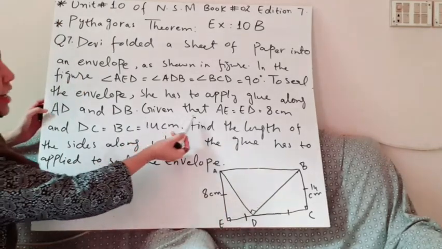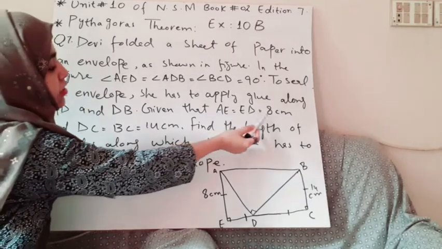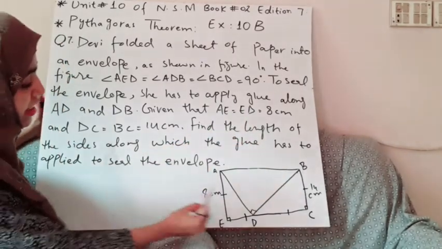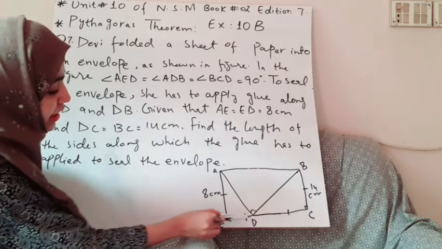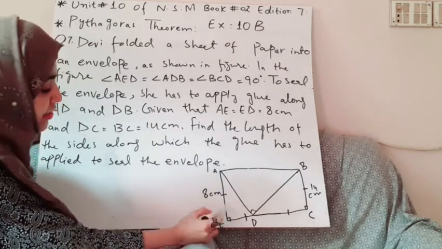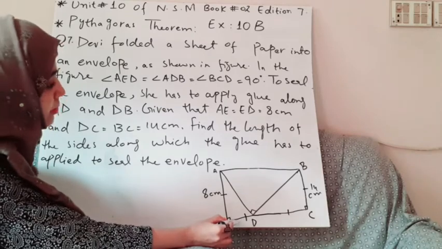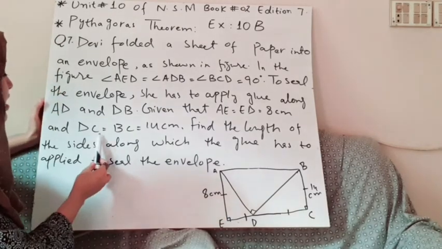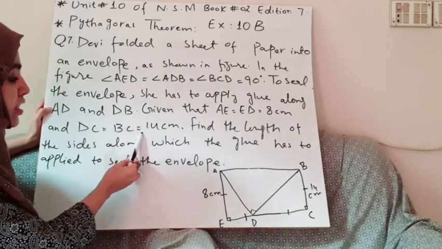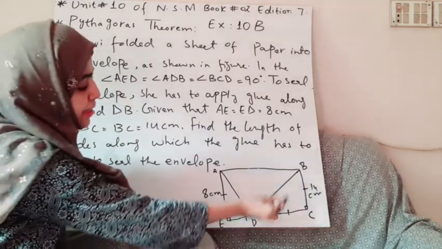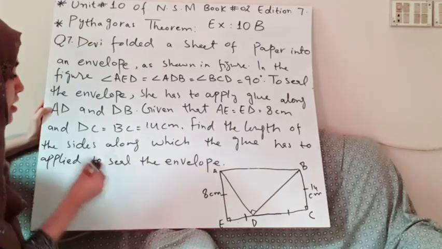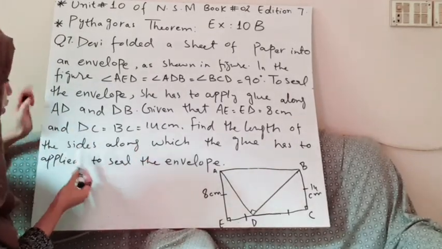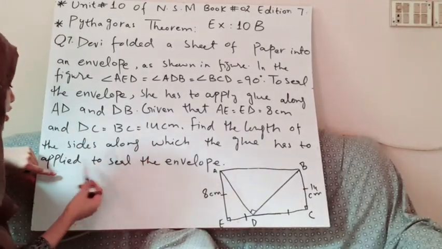So given that AE equals ED equals 8 centimeter, you can see this symbol which says AE equals ED. The same side distance is given, 8 centimeter, and this is also 8 centimeter. DC and BC equal 14 centimeter, and DC and BC are also equal, which is 14 centimeter, that is given to us. So find the length of the sides along which the glue has to be applied to seal the envelope.